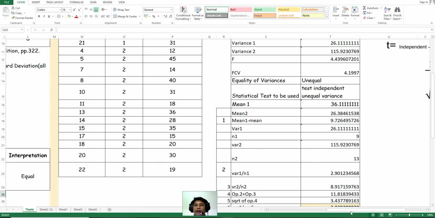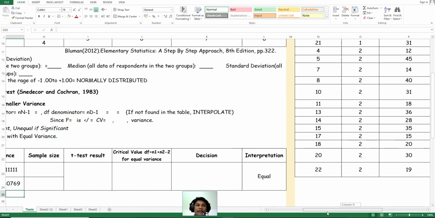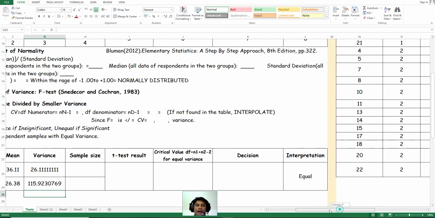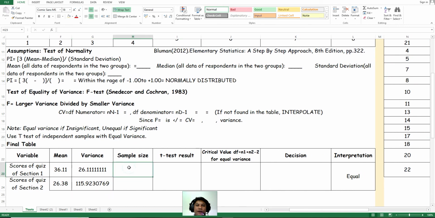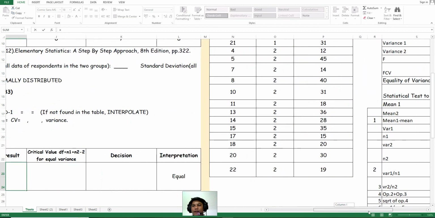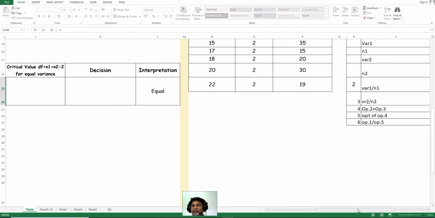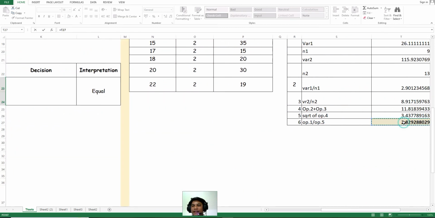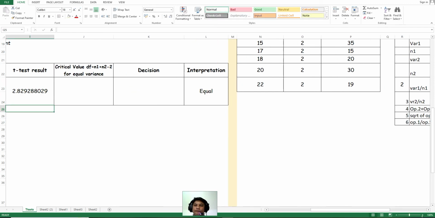We are going now to proceed to the t-test value. Sample size, rather. In the first group, there are 9, if you remember. And the second group, there are 13. A total of 22. So, what is our t-test result? Our t-test result, based on our computation, is this. Okay, this is our t-test result. Enter.